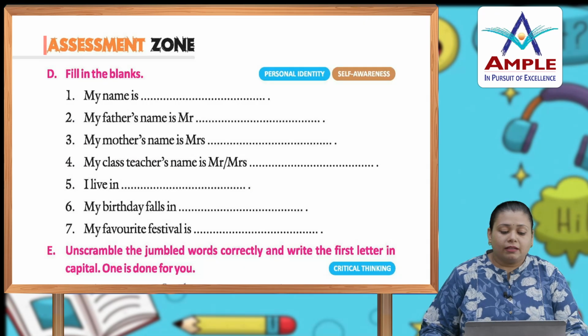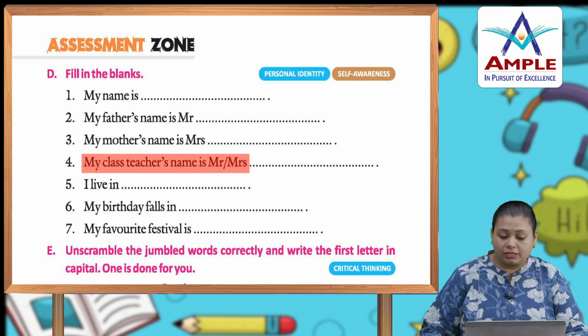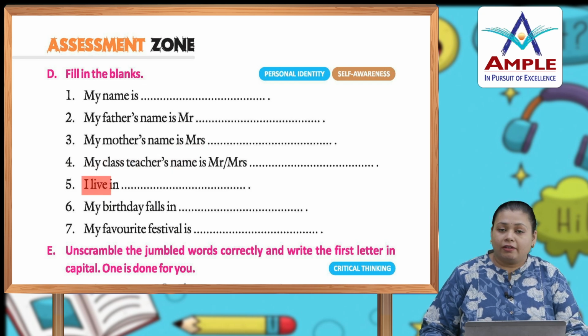Okay. Now the assessment zone. Fill in the blanks. You have to do this on your own because in this you have to fill in your own details, like: my name is, my father's name is Mr., my mother's name is Mrs., my class teacher's name is Mr. or Mrs., I live in, my birthday falls in, and my favorite festival is.